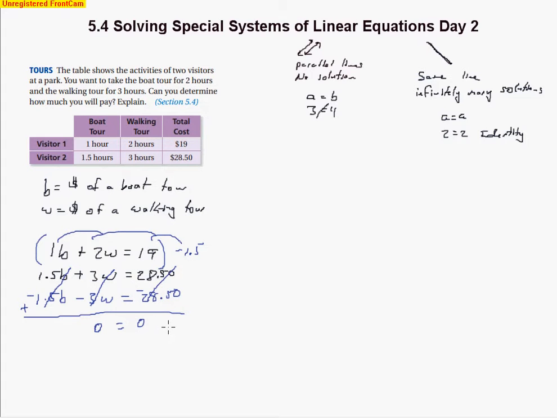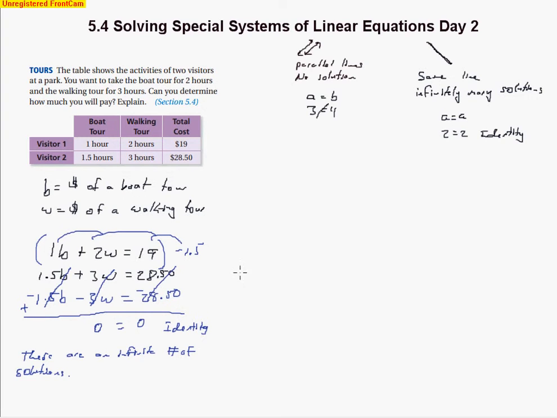So what that tells me is I have an identity. And so I can't solve for just one answer. There's an infinite number of answers. These are the same lines. And so there are an infinite number of solutions. So I can't specify what a boat tour costs and what a walking tour costs, because I've got an infinite number of possibilities.